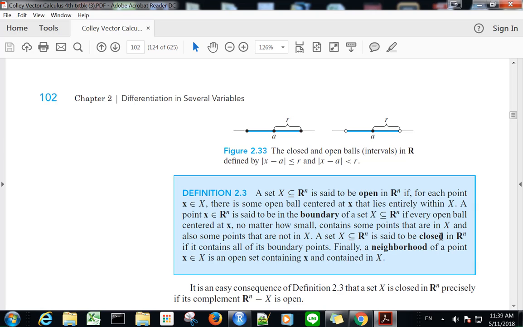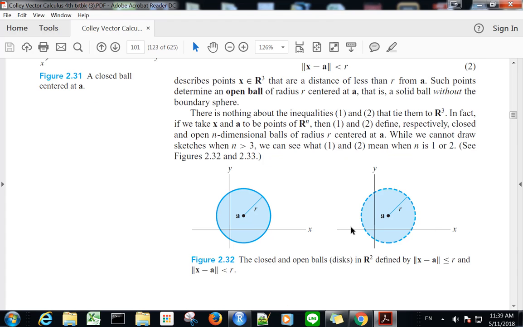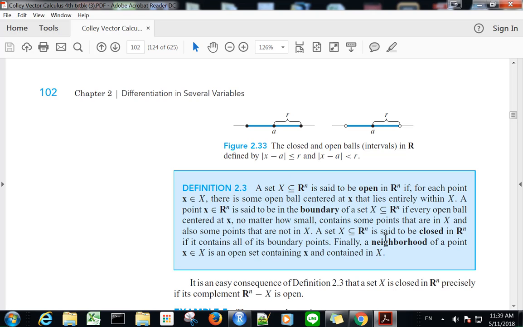And then a set X in Rn is said to be closed in Rn if it contains all of its boundary points. So in this one, the boundary points are this dark blue line, and this set contains its boundary points, therefore it will be closed. This set does not contain all its boundary points. In fact, it doesn't contain any of its boundary points, so it's not closed according to that definition. So that's what we mean by closed.